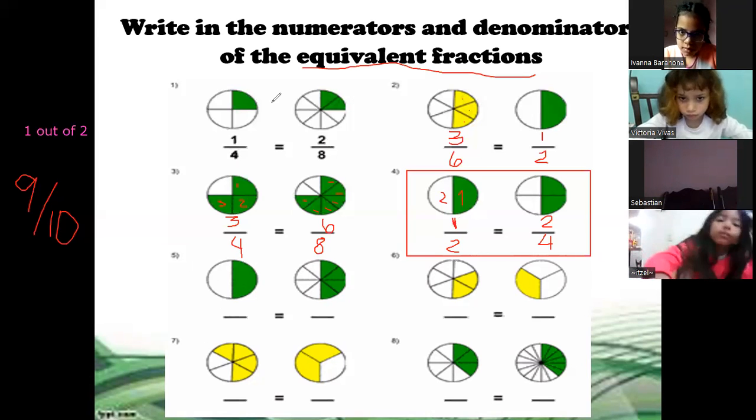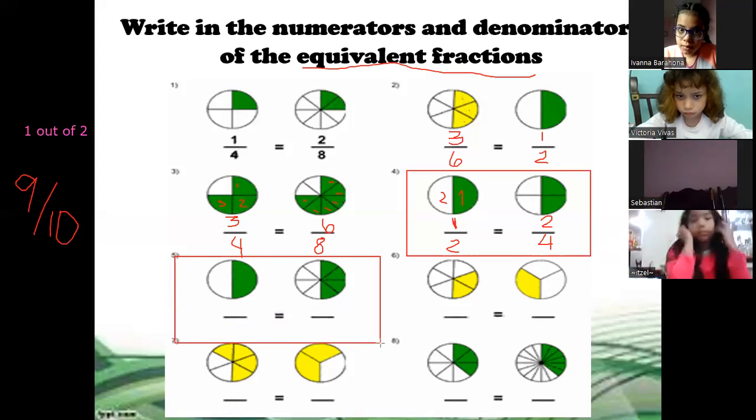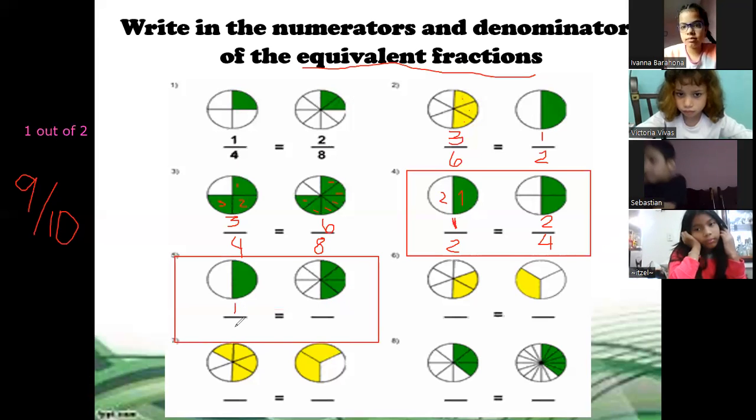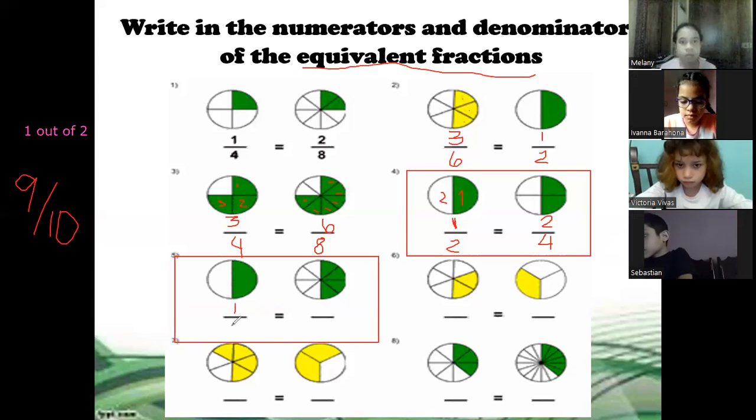Thank you. Next one. Here. 1. 1. Denominator. 2. So 1/2. Sebastian, this one.